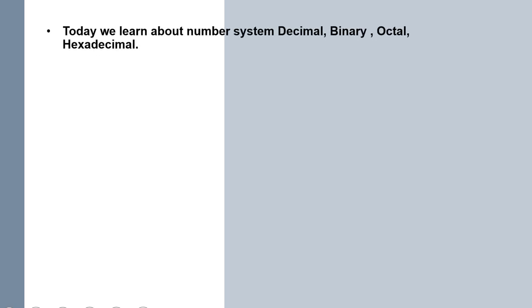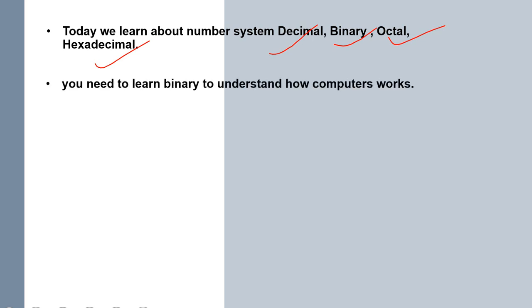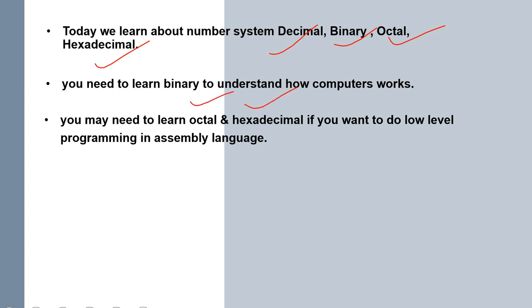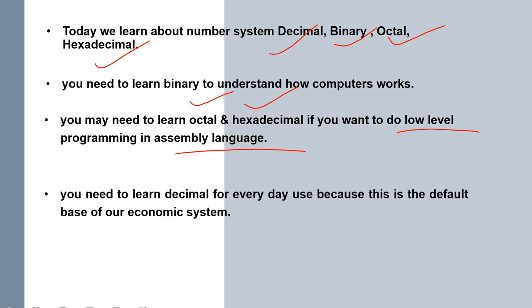So today we have learned about number systems: decimal, binary, octal, and hexa, and why we use these number systems, what is the reason behind them. You need to learn binary to understand how computers work, and you may need to learn octal and hexa if you want to do low-level programming in assembly language. And you need to learn decimal for everyday use, because this is the default base of our economic system.